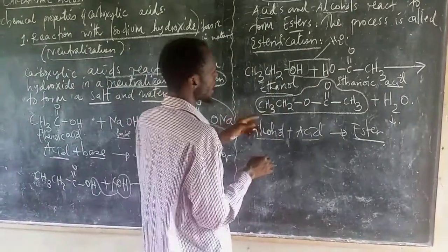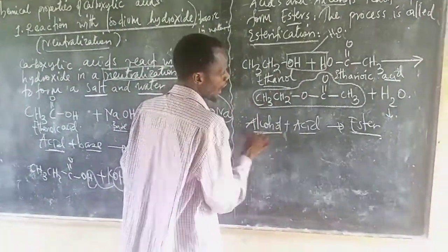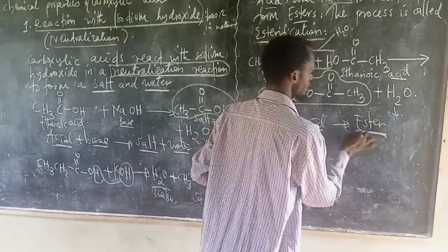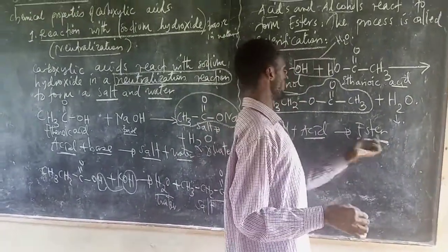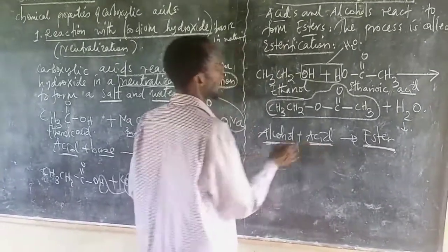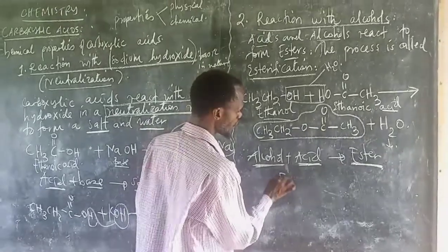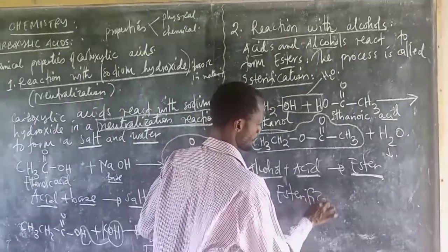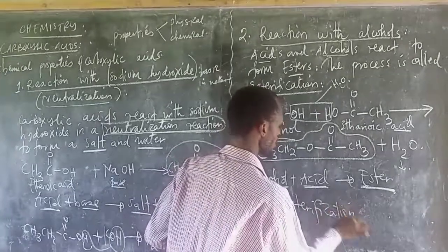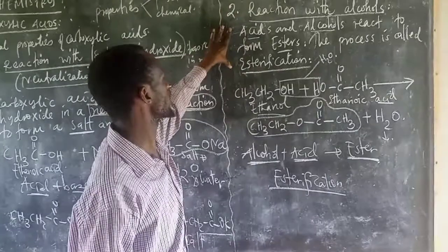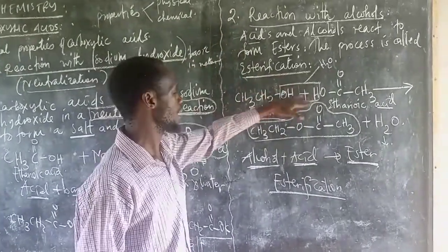Now, this is the result between alcohol and acid. When they get together, they form an ester. Ester is formed after the reaction between alcohol and acid, and the reaction is called esterification. So these are our two properties, chemical properties, which carboxylic acid can undergo.